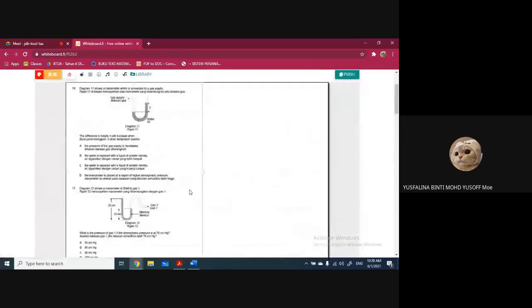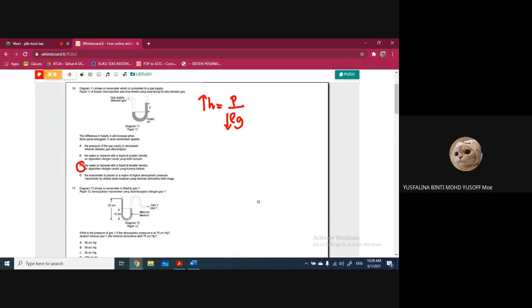Okay, for number 16, diagram 11 shows a manometer which is connected to a gas supply. So the difference in the height H will increase when, for this one, use the formula P equals rho g h, so H equals P divided by rho g. You want to increase the H, so you have to decrease the density here. So the answer should be C.